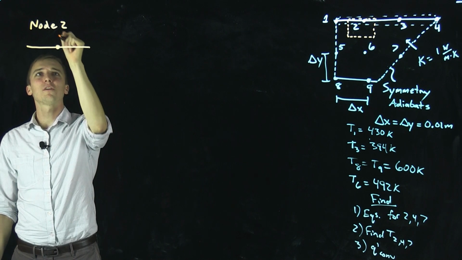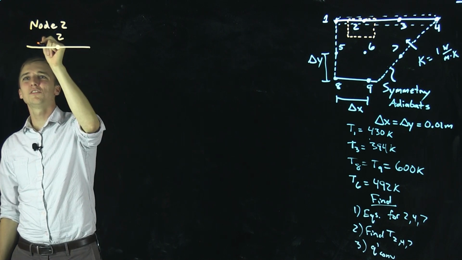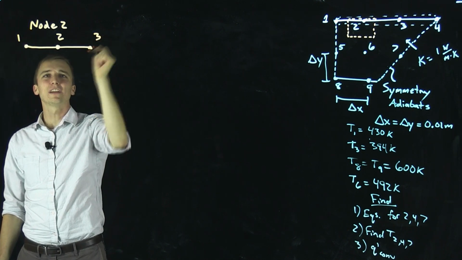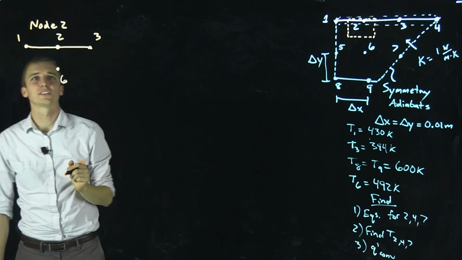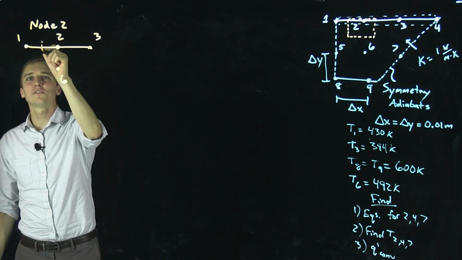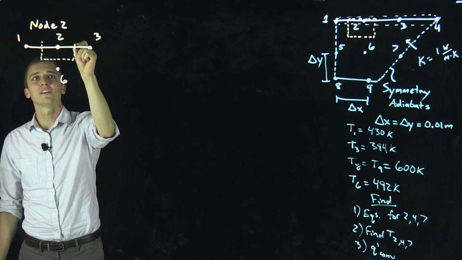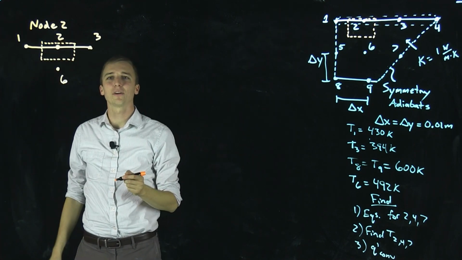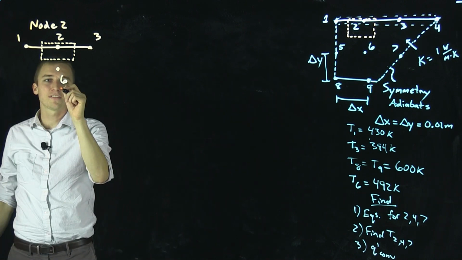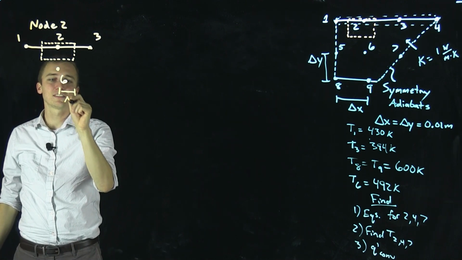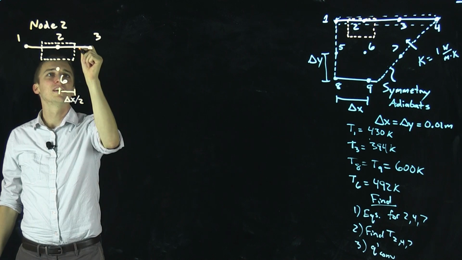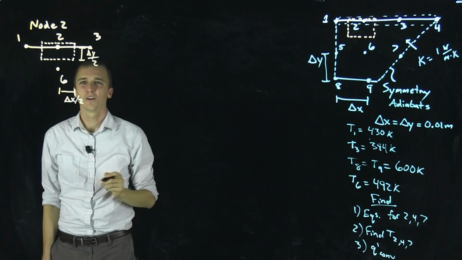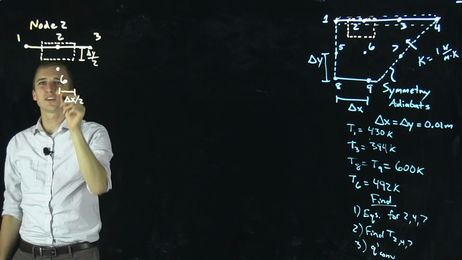So here is node number 2. Bordering node 2 on the left is node 1, and on the right is node 3. Below it is 6. So what we do is we draw a control volume that is halfway between each node. And since we're on a surface, we just draw that control volume, including the surface, and not going anywhere above it. So defining some lengths, this distance would be delta x over 2. This distance would be delta y over 2. Okay, let's define some heat transfer terms.